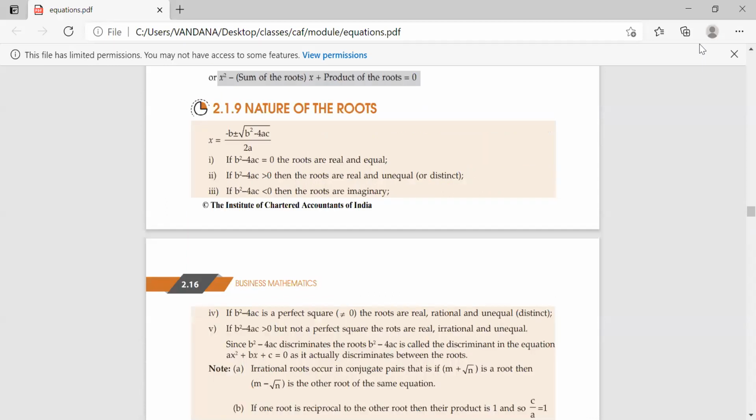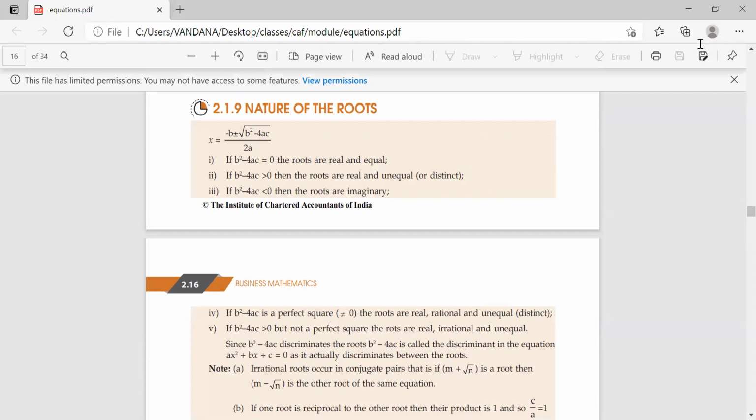So if b square minus 4ac is 0, the roots are real and equal. If it is greater than 0, then they are real and unequal. If it is less than 0, roots are imaginary. If it is a perfect square, they are real, rational and unequal. If it is greater than 0 but not a perfect square, then they are just real, irrational and unequal. This fourth and fifth part is only after the second part is true.